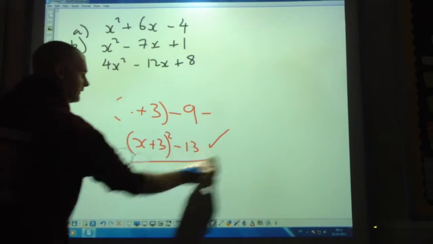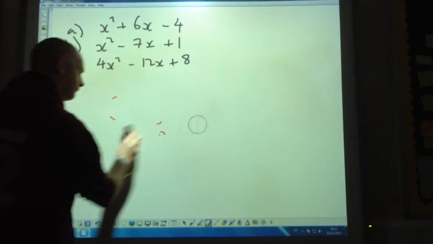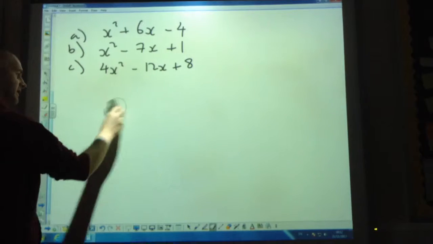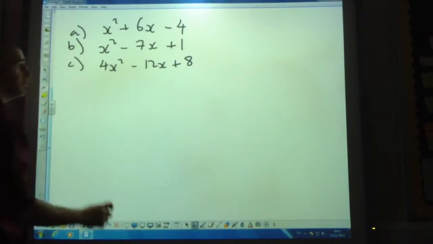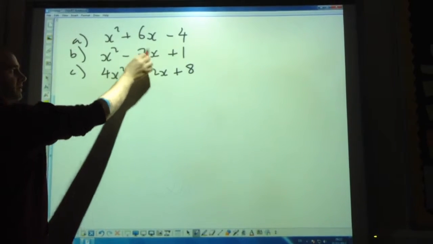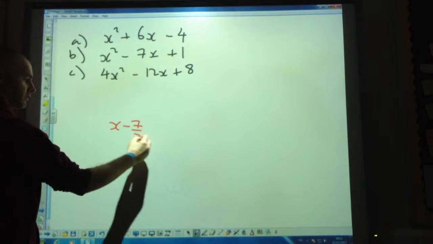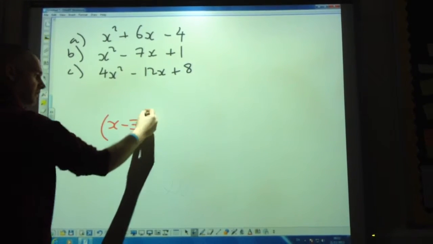Question 2 is slightly more difficult because it's a decimal. So you can either write it as a fraction or you can write it as a decimal. I'm going to choose fractions here, but you could write decimals if you wanted to. x minus 7. 7 is your middle number, so you halve it. So I'm going to write x minus 7 over 2, because that's half of 7, squared.